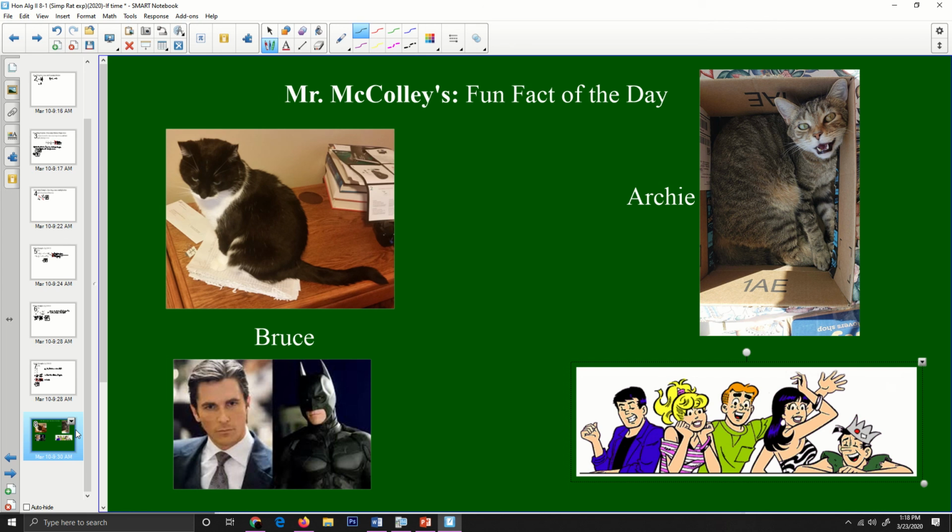The fun fact of the day, these are our home cats. I didn't name either of them. They are my wife's cats. We have Bruce, who is a tuxedo cat who has face markings very much like the Batman, so my wife named him Bruce. And then we have Archie, who was part of a litter of Reggie, Betty, Archie, Veronica. I don't know if there was a Jughead, but there might have been. And that's how we got the names of our cats.